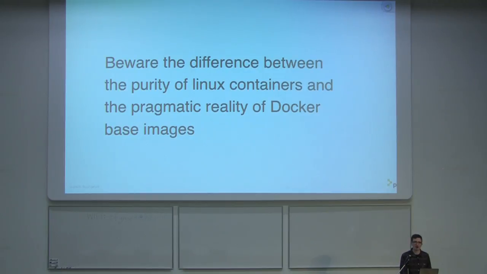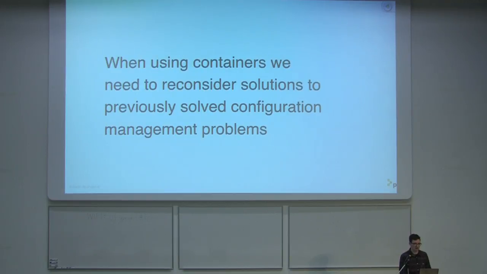But I think we need to be a lot more pragmatic when it comes to the reality of Docker-based images. When using containers, we need to reconsider solutions that we've previously felt solved. If you're using one of the configuration management tools that people are talking about here, like Puppet or anything, you can probably really easily answer the question of how many different versions of OpenSSL am I running across my infrastructure? Everything has some sort of search-based query setup. If you're going to put those things inside containers, you need something that addresses the same problems there.